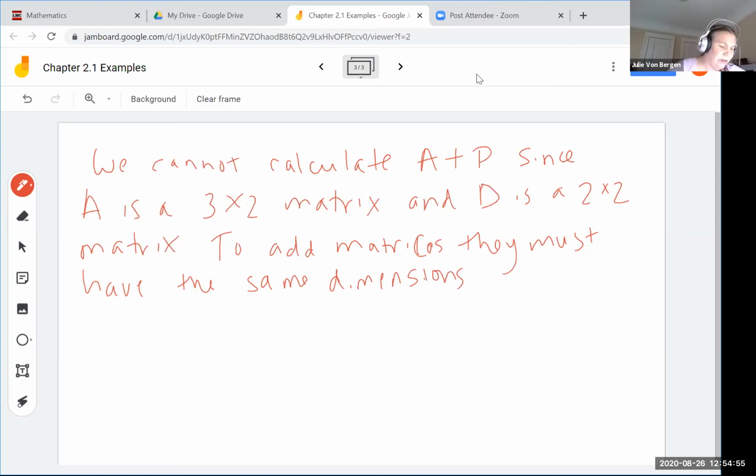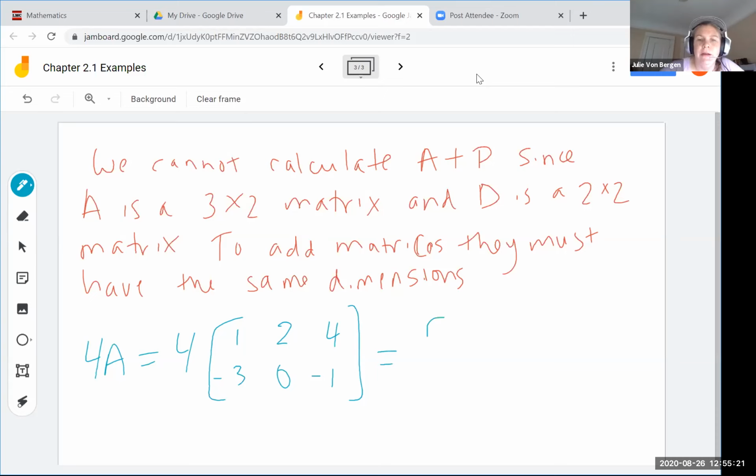All right, our last calculation is to calculate 4 times matrix A. So we are going to multiply 4 by our matrix A, 1, negative 3, 2, 0, and 4, negative 1. And so to do that, we take each entry and just multiply by 4. So we're going to get 4, 8, 16, and then in the second row, negative 12, 0, and negative 4.